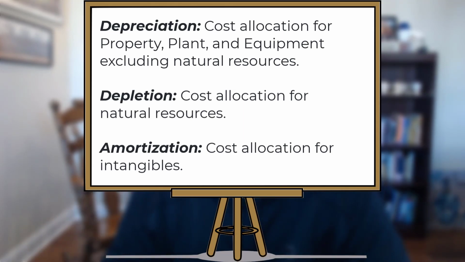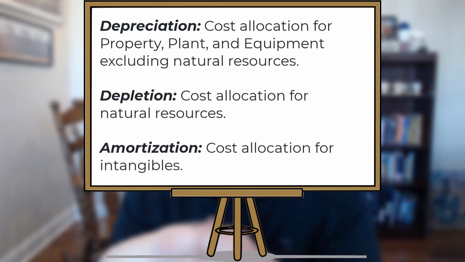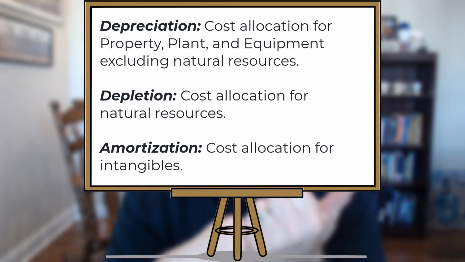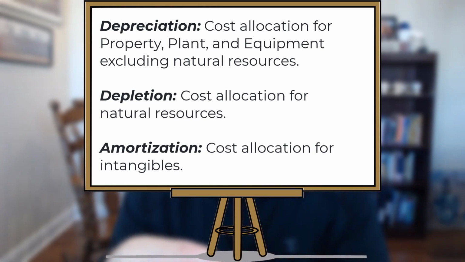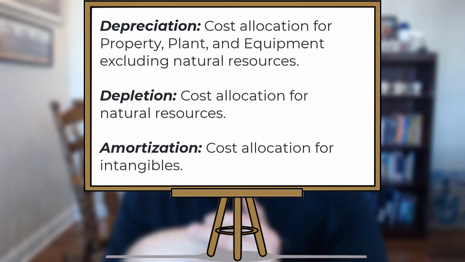So depletion is what we call depreciation if we have a natural resource asset, if we have something like an oil well. So we're going to call the cost allocation on a natural resource asset depletion. So we have three terms here. They all mean the same thing. They all relate to cost allocation. And so we have depreciation for property, plant, and equipment assets, depletion for natural resource assets, and amortization for intangible assets. Okay, so three different terms there.